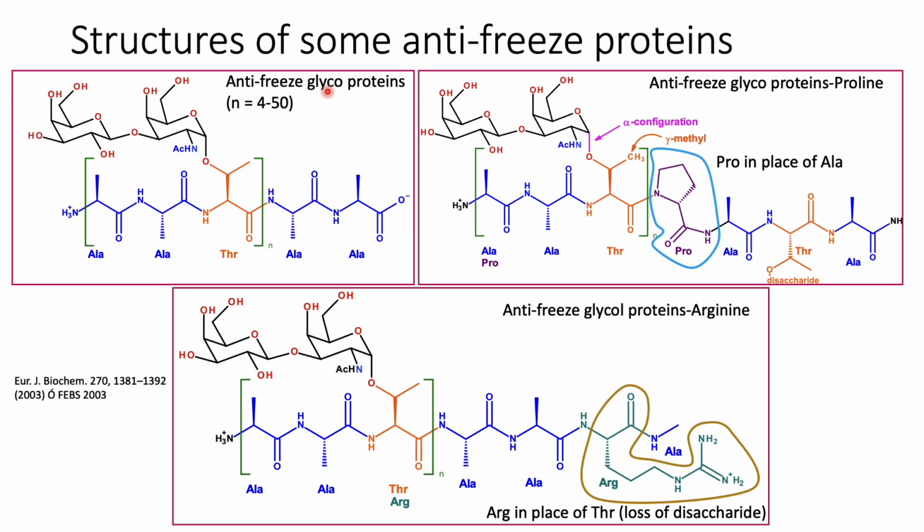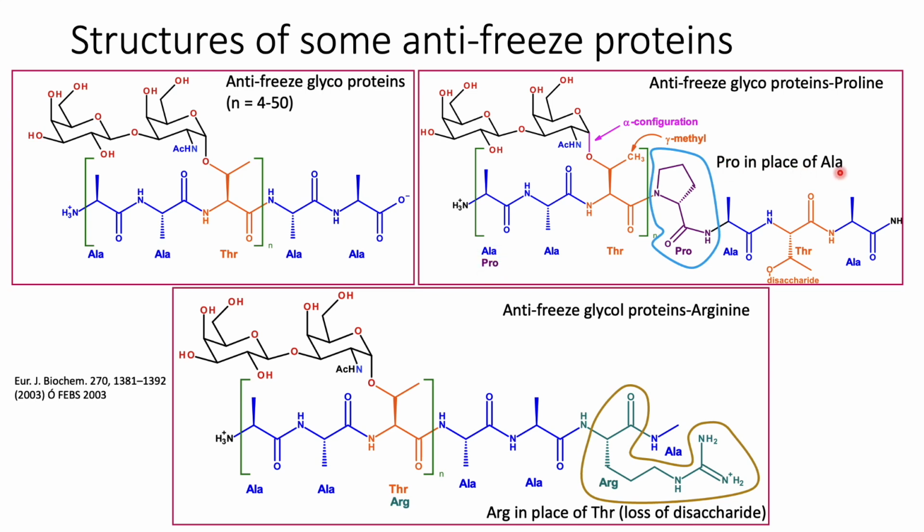The first one is antifreeze glycoprotein. They have the disaccharide linkage as shown here. We have the alanine, alanine, threonine structures. Again, alanine, alanine structures are given. Similarly, antifreeze glycoprotein with proline is also another type where a proline moiety is present after alanine, alanine, threonine structures. So either alanine or proline may be present in this one.